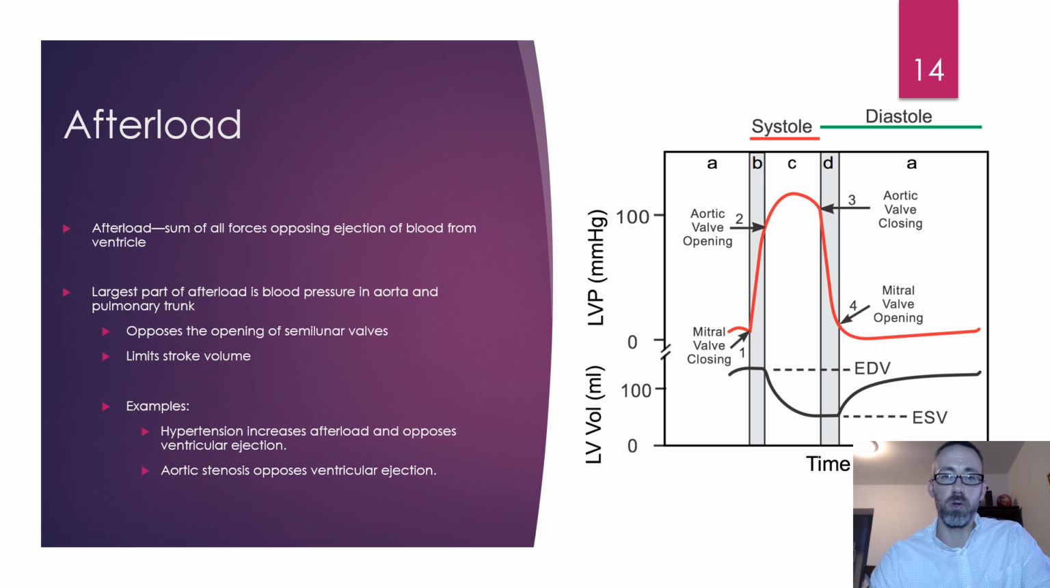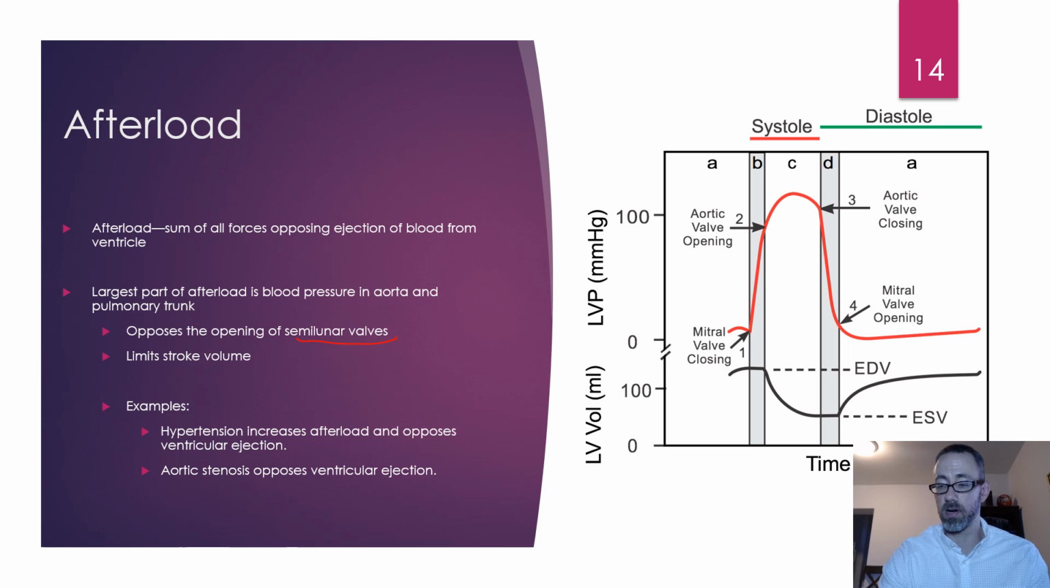The higher the afterload, or the higher the resistance inside the systemic circulation or inside the pulmonic circulation, the lower the stroke volume is going to be, because the ventricle is not able to get the blood out against the resistance as easily. This opposes the opening of the semilunar valves, the aortic and the pulmonic valves. This will limit the stroke volume. So the higher the afterload, the smaller the stroke volume.